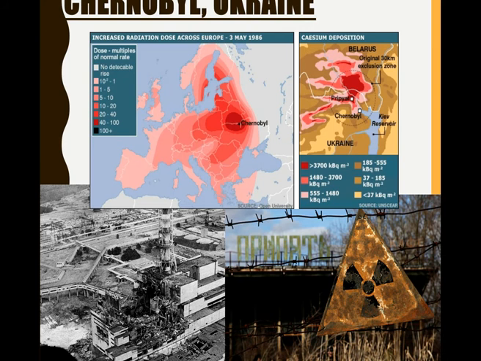This would be one example. This is Chernobyl in the Ukraine, where we did have a nuclear disaster that occurred, which released a lot of radiation. It is still to the point today that no one can inhabit this area because the levels of radiation are still so high.